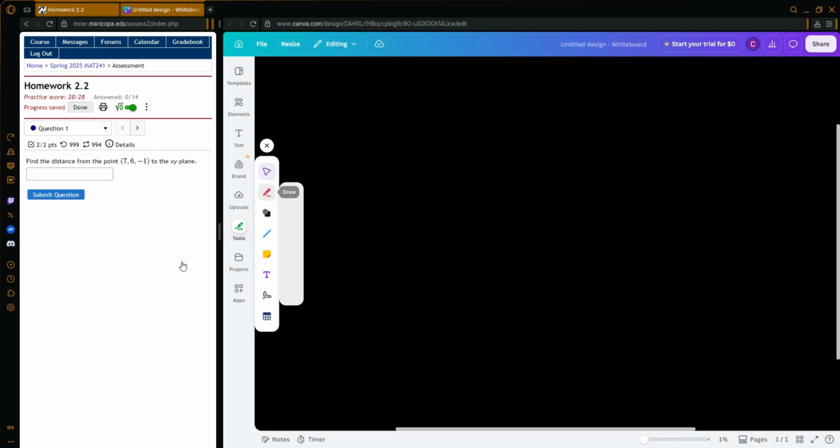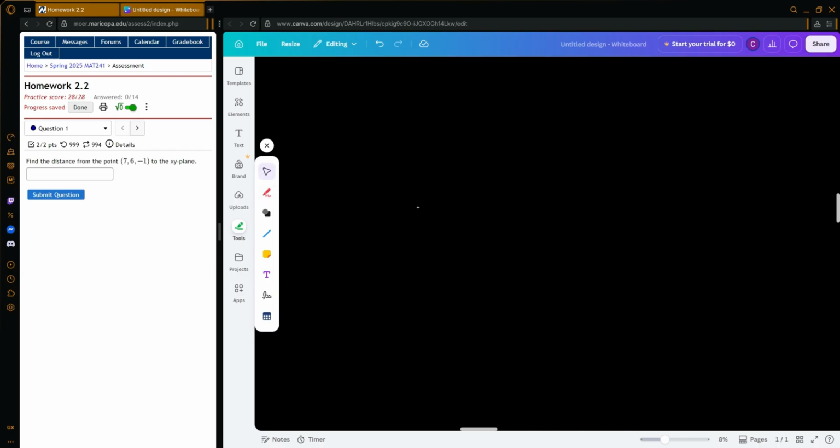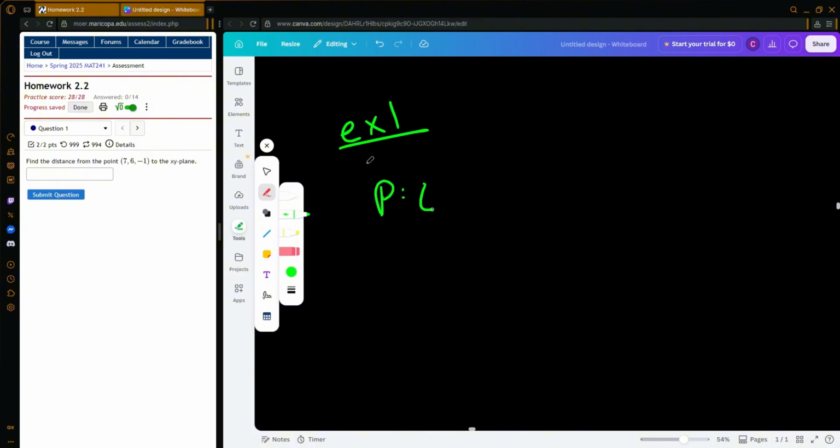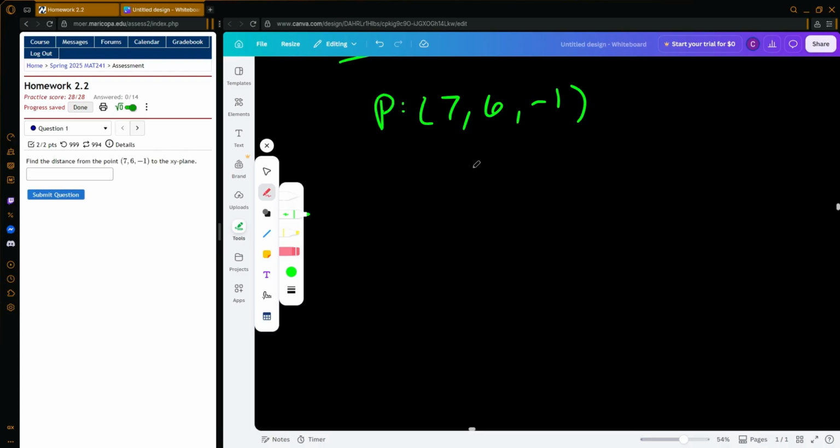Alright, so we'll start with number 1. So we're going to zoom down. Something like that. Alright, so we have the distance from the point 761, 76, -1 to the xy plane. Okay, so for this kind of question, just think about the 3D grid.